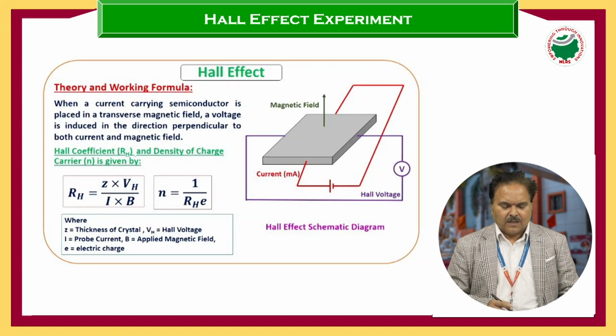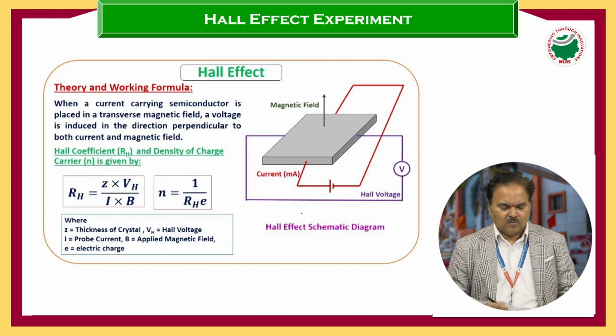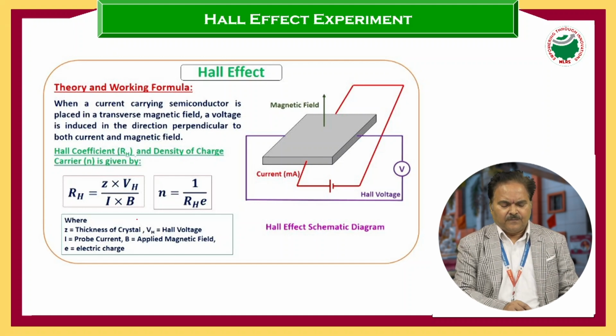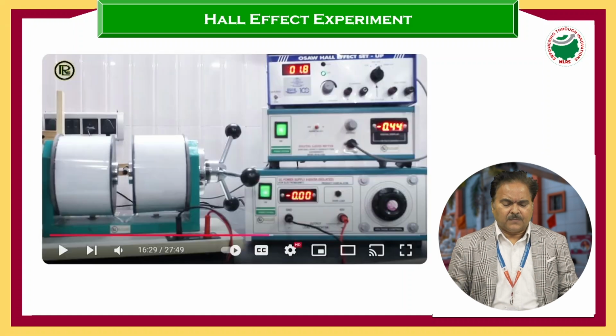This is the same equation, what I drew here, though it may not be clear. Now you can see there is a magnetic field direction along the thickness. Then in the length direction, we are sending the current. In the width direction, we are measuring the Hall voltage. It requires the current, the magnetic field, the thickness of the sample, and how much voltage is induced using this experiment.